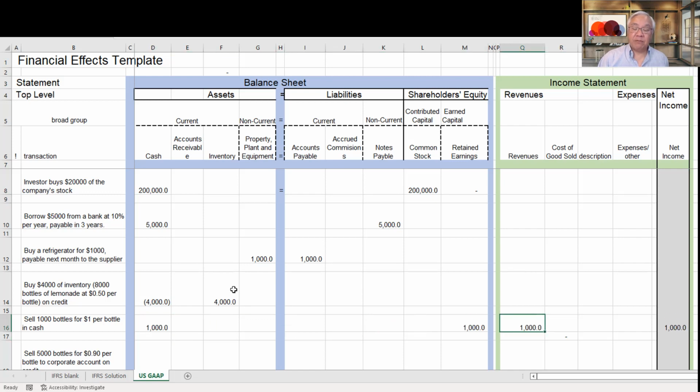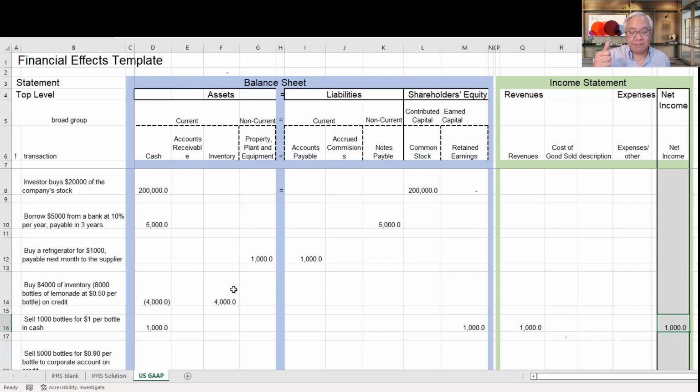That revenue went up. I'll delete it just to make it a little slower. So when we got $1,000 worth of cash, this is our first income statement transaction. We sold something to a customer. $1,000 worth.